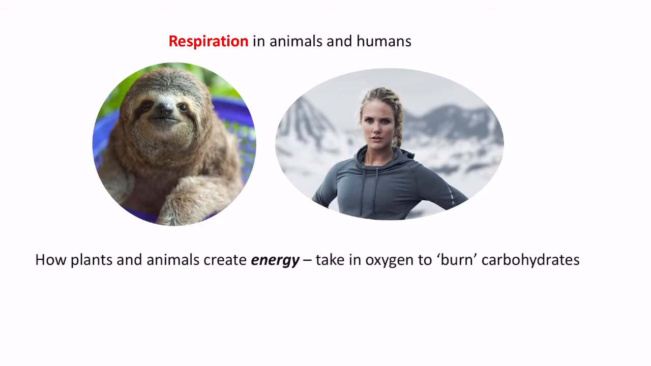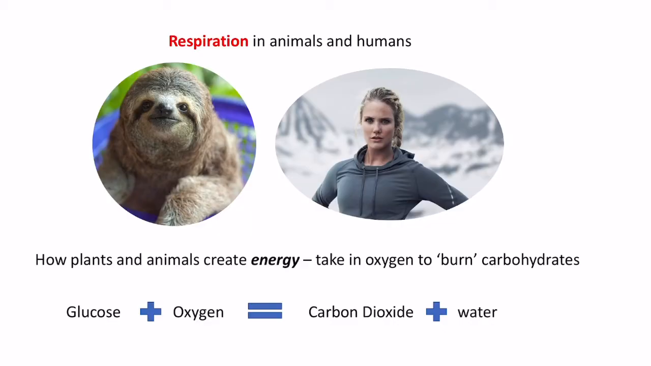So they take those carbohydrates they've created through photosynthesis, so that glucose, and then they take in oxygen, which causes those carbohydrates to burn and give them energy. So it's different to photosynthesis, and the formula is that glucose and oxygen put together creates and releases carbon dioxide back into the atmosphere, as well as water, and creating energy.